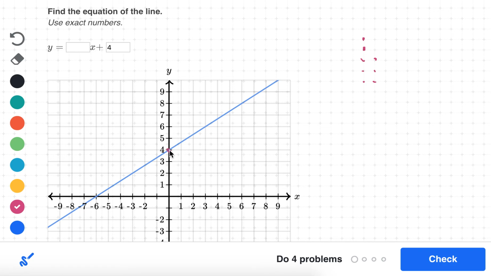Well, here's one. You can always use the y-intercept as one of your points. And then here's another one. So let's draw that triangle out. And our rise is 2, it's going up 2. Our run is 3, it's going over 3. So the slope is 2/3. And the equation of the line is y equals 2/3 x plus 4.